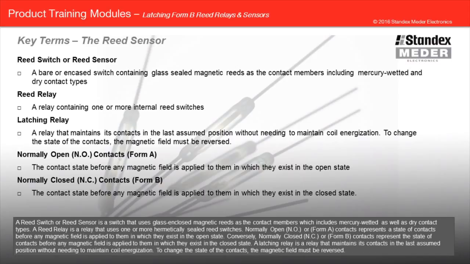Normally open, or Form A, contacts represent the state of contacts before any magnetic field is applied to them, in which they exist in the open state. Conversely, normally closed, or Form B, contacts represent the state of contacts before any magnetic field is applied to them, in which they exist in the closed state. A latching relay is a relay that maintains its contacts in the last assumed position without needing to maintain coil energization. To change the state of the contacts, the magnetic field must be reversed.